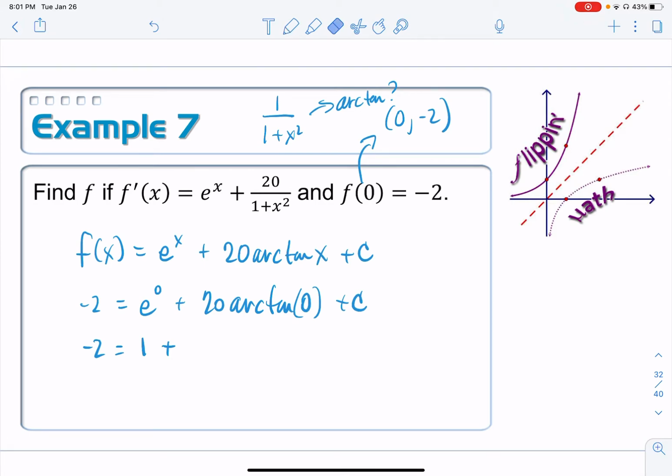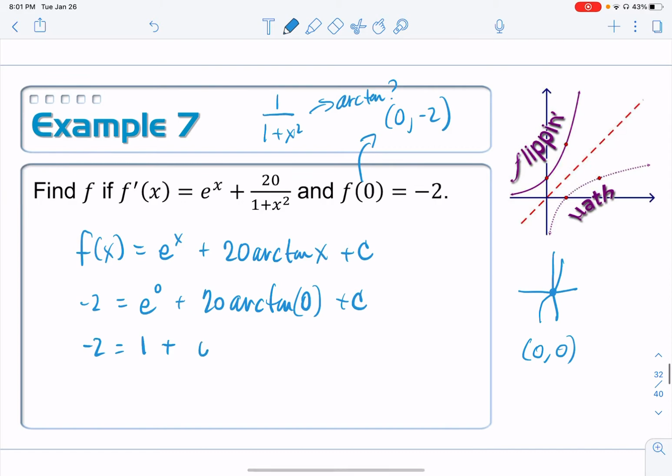Well, just think of the tangent graph here, which looks like this. It passes through the point (0, 0). So if you take the inverse of (0, 0), you get (0, 0). So the arctangent of 0 is just 0. So 20 times 0 is 0. Plus c, subtract over your 1, and you can see that your c is equal to -3, I think.